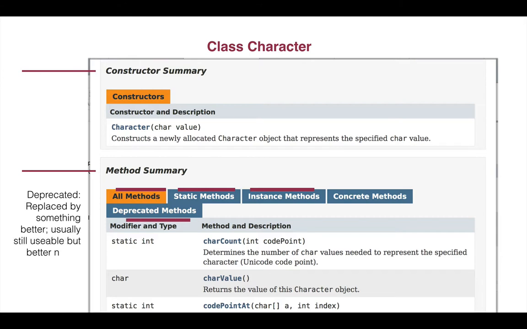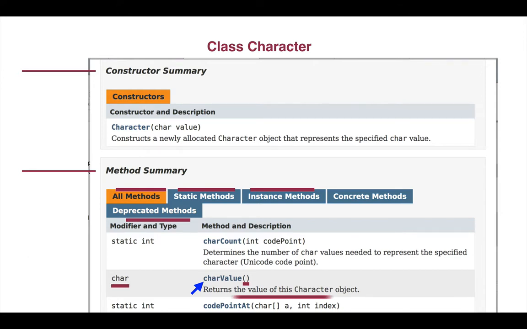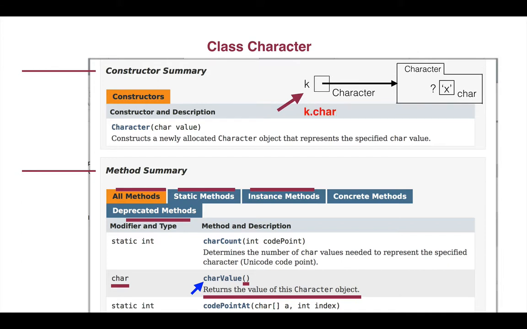Deprecated means that this method can be used, but it has been replaced by something better, and it is best not to use it. For each method, you see the method with its parameters, charValue has none, and its return type. You also see a summary of what it does. In this case, it returns the character that is wrapped in the object. Thus, if object k contains the char x, the call k.charValue() returns the character x.